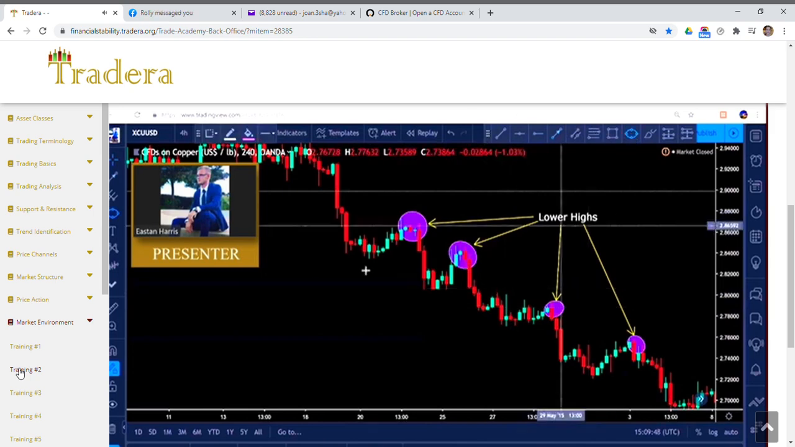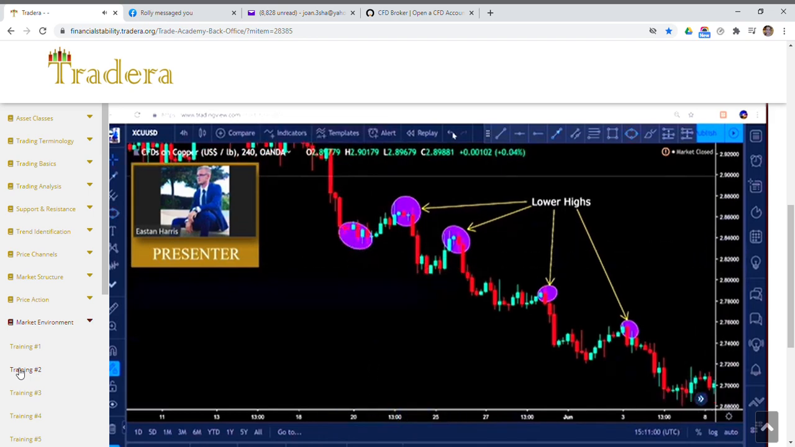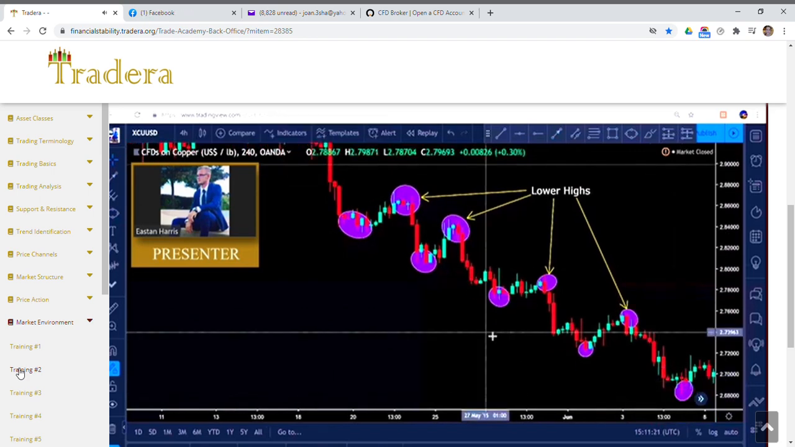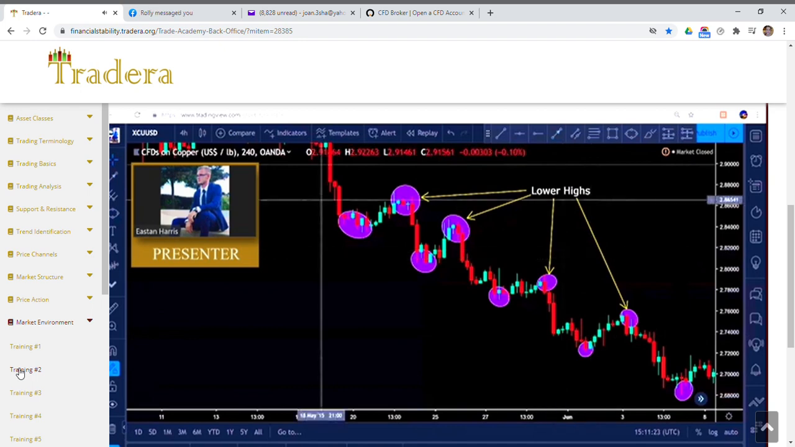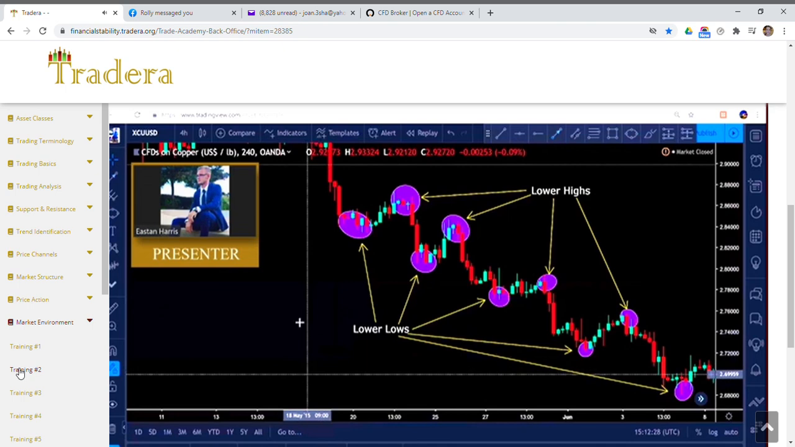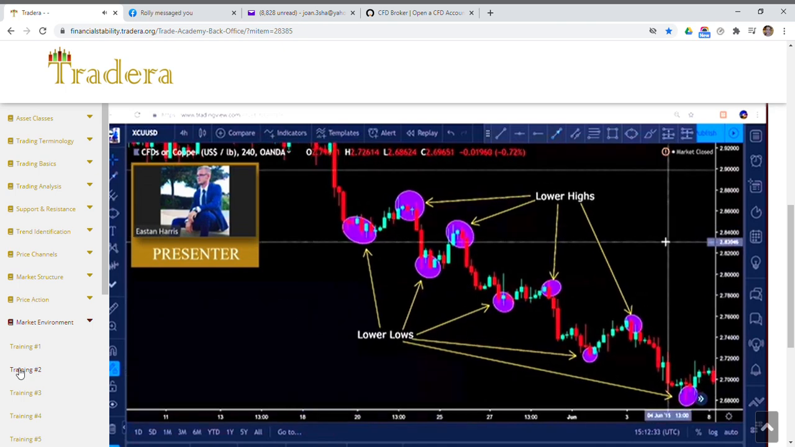We also have lower lows. Lower low, another lower low, another lower low, and another. And even down there towards the bottom of the screen, another low. Okay, so let's label these really quick. Lower lows. So price just continues to make new lows.